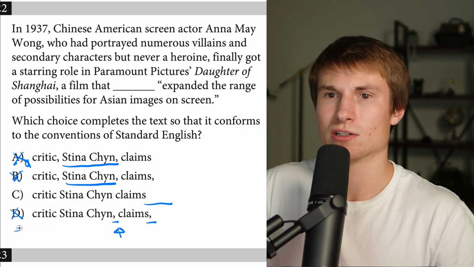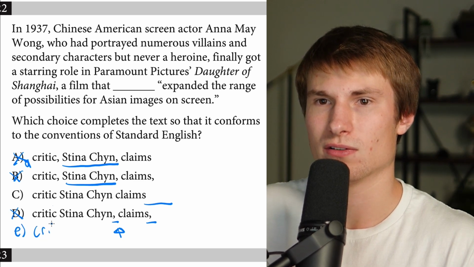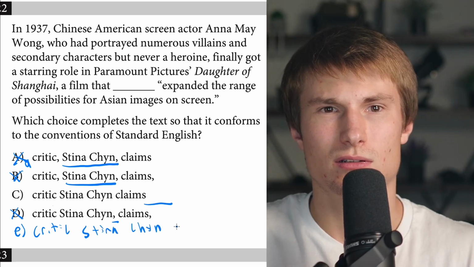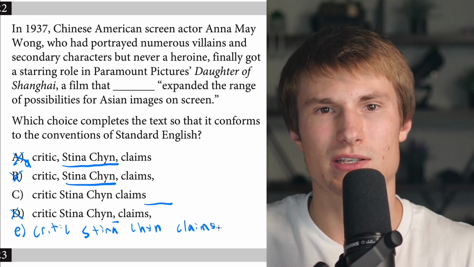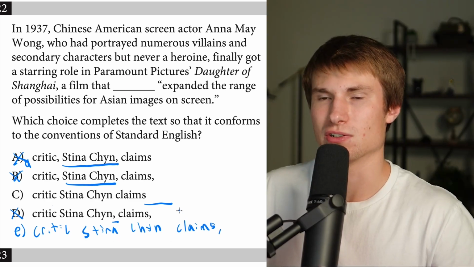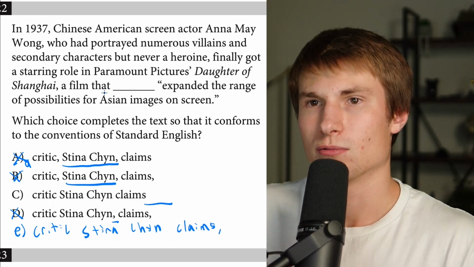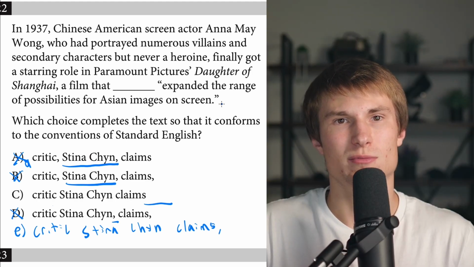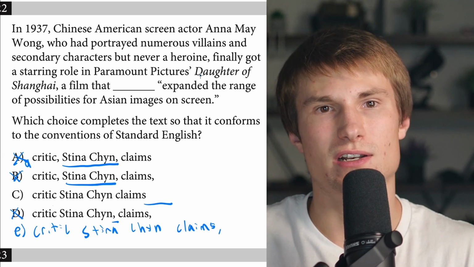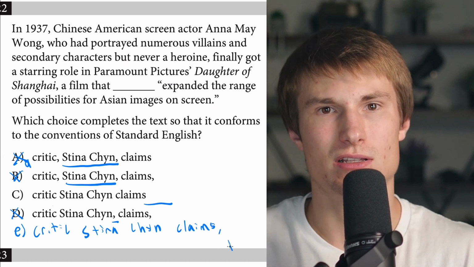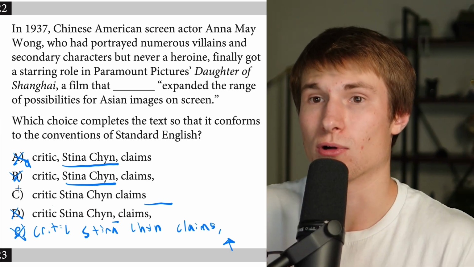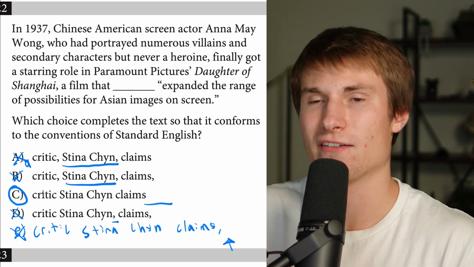But I also want to add an option E here, and let's talk about what the case would be if we had "critic Stina Chin claims," and then a comma. Let's just pretend that this was an option as well. Well, if we go up, we've got a film that critic Stina Chin claims expanded the range of possibilities for Asian images on screen. As you can see, that's already integrated into the text, which means that since it's integrated into the text, we do not need a comma there. So E would also be incorrect if that were an answer choice. So our answer would have to be answer choice C.